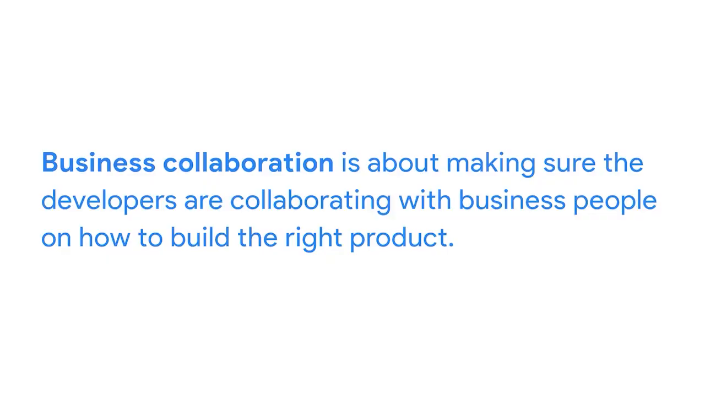in more sprints. Okay, another set of challenges you might encounter relate to the business collaboration theme. To recap, business collaboration is about making sure the developers are collaborating with business people on how to build the right product. There are a few common signs that your team might be experiencing business collaboration issues.